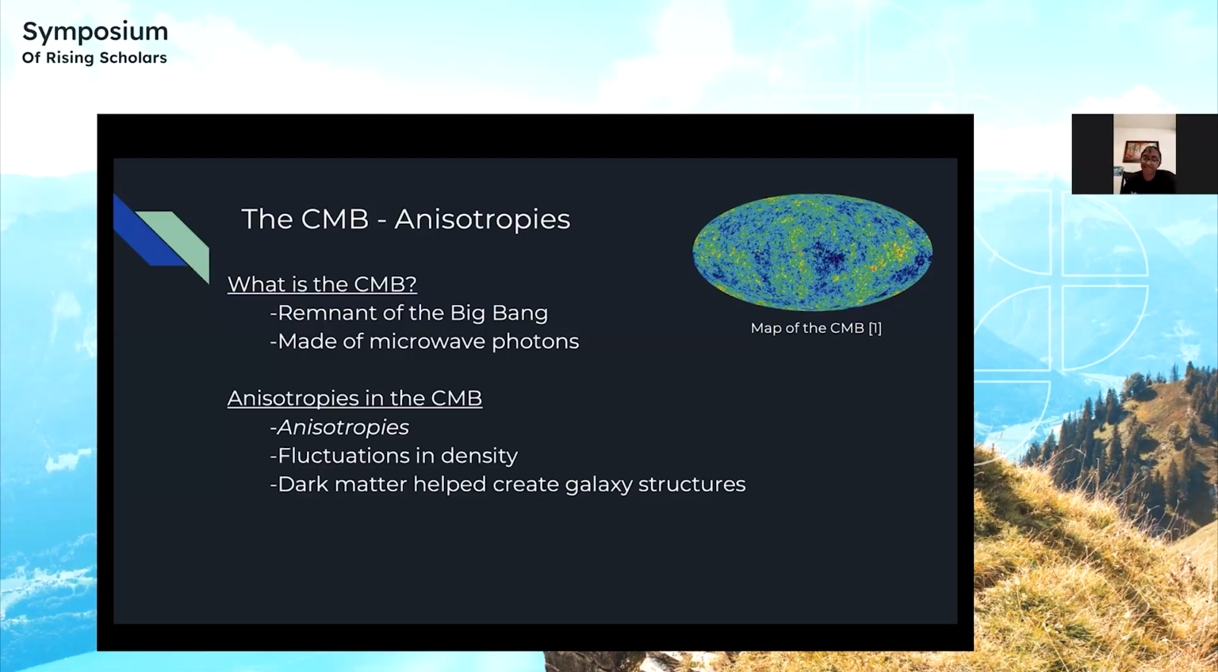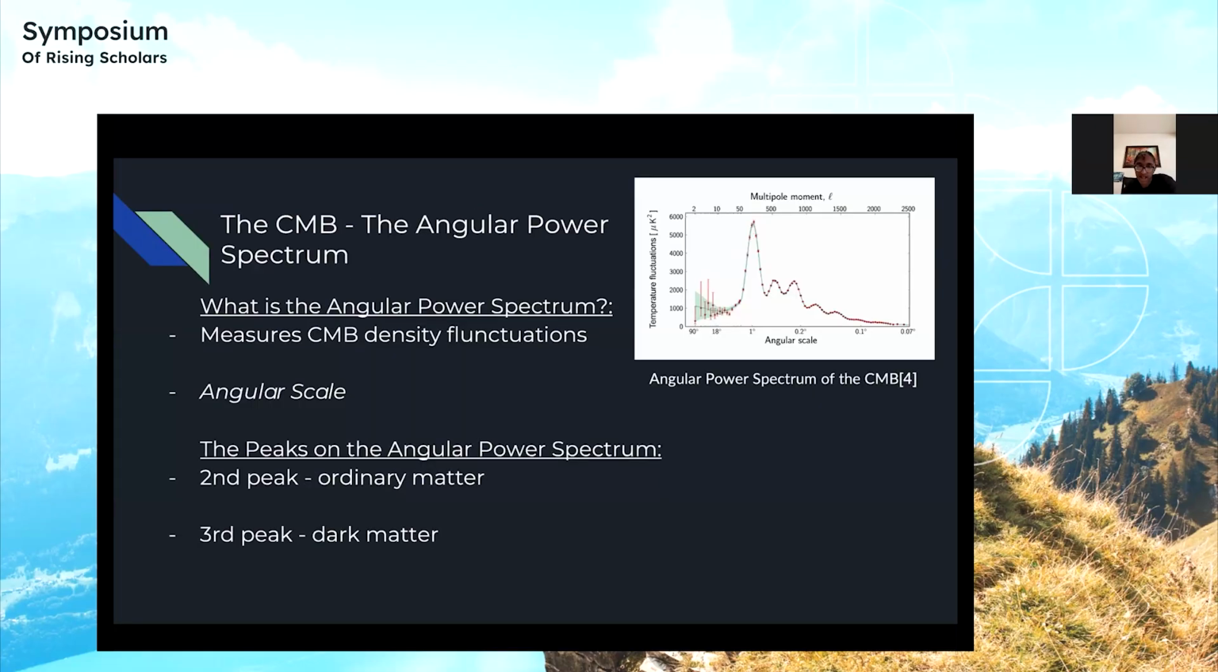For example, it tells us that there were temperature fluctuations across the universe, or anisotropies, which led to fluctuations in density. More matter accumulated in certain areas of the universe, including and specifically dark matter. These differences in density across the universe eventually led to the formation of structures of galaxies and possibly galaxy clusters. This means that dark matter is likely responsible for creating the framework of the universe. The CMB and the angular power spectrum.